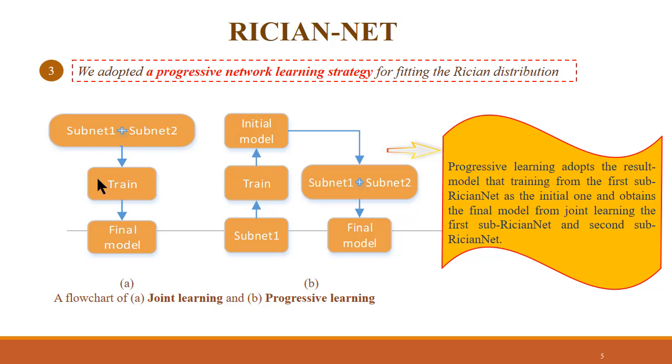In this work, we adopted a progressive network training strategy for fitting the Rayleigh noise distribution. The first learning strategy we call joint learning, where we train subnet 1 and subnet 2 together. But in our work, we first train subnet 1 and get a model, which is used as the initial model for the following joint training. This we call the progressive network learning strategy.